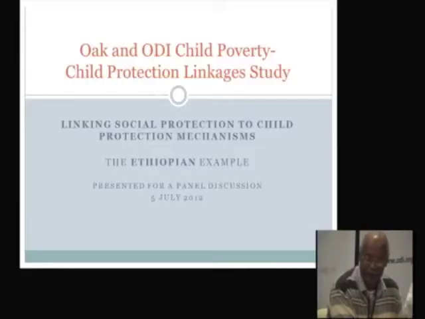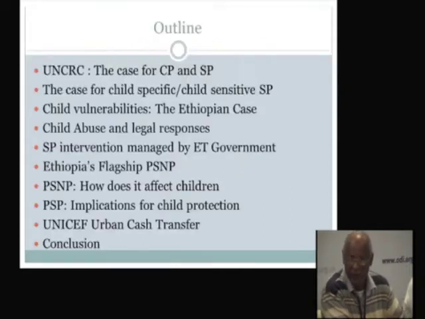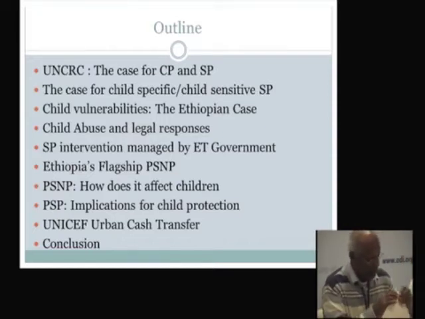I'll take you through the case for child protection and social protection, and then I'll talk about the case for specific child sensitive social protection, and then the child vulnerabilities, particularly in Ethiopia, child abuse and the legal responses, social protection interventions managed by the Ethiopian government, and then I'll talk about Ethiopia's flagship, the PSNP, or the Productive Safety Net Program you might have all heard about. Then I'll talk about the implication for child protection, UNICEF's urban cash transfer, and then I'll conclude my presentation.